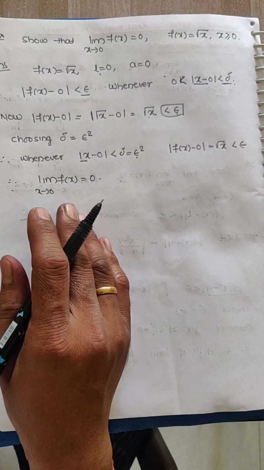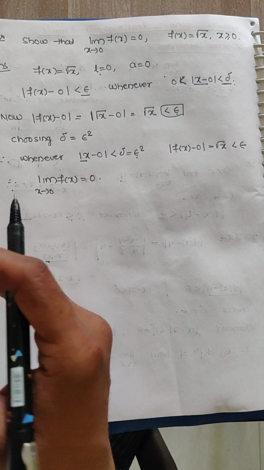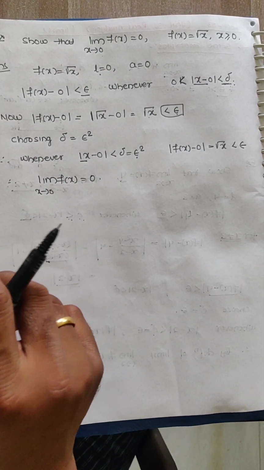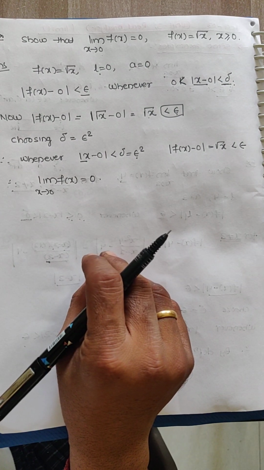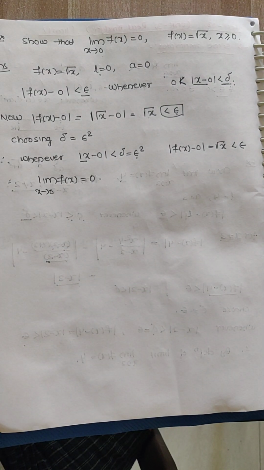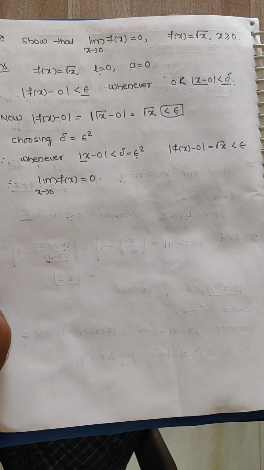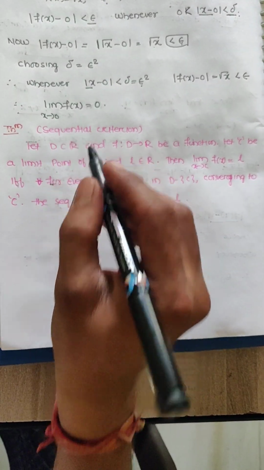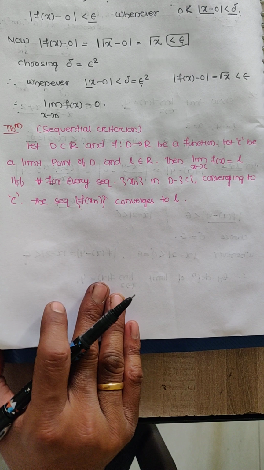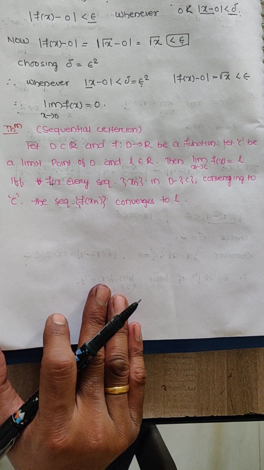If L is not given, how do we know whether the limit exists or not? For that reason, there is an important theorem. That's what I am writing now. The theorem is called the sequential criterion. That is a very nice approach for the existence of a limit.